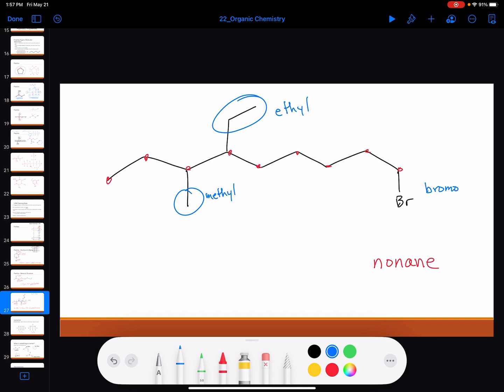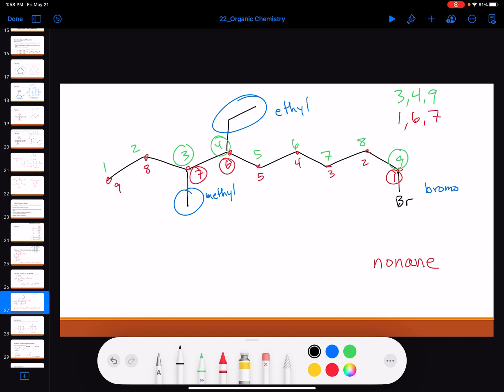But before I can do that, I need to number them. I can either number 1, 2, 3, 4, 5, 6, 7, 8, 9. So that would give me a 3, 4, 9 if I go with that numbering system. Okay, or I could go with 1, 2, 3, 4, 5, 6, 7, 8, 9. That would give me a 1, 6, 7.